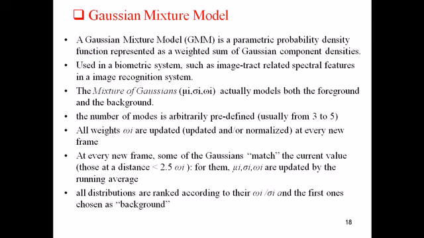Gaussian mixture model. A Gaussian mixture model is a parametric probability density function represented as a weighted sum of Gaussian component densities, used in biometric systems and in image recognition systems for tracking related spatial features in an image. The number of modes is arbitrarily predefined, usually from 3 to 5.